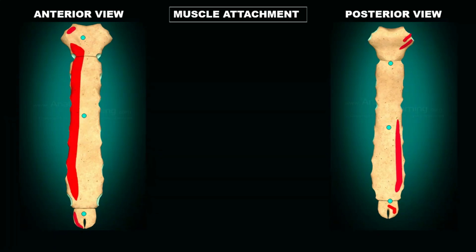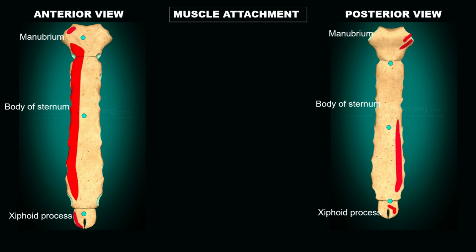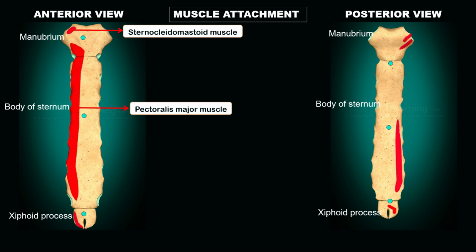Regarding the muscle attachments, we shall look at the muscles attached anteriorly and the muscles attached posteriorly. Do not forget the sternum consists of the manubrium, the body, and the xiphoid process. Anteriorly, the manubrium has origin of mainly two muscles. One, the sternocleidomastoid muscle, and this is a muscle of the neck. The second muscle traverses up to the body, and this is the pectoralis major muscle. The third muscle arises from the xiphoid process, and this is the rectus abdominis muscle.